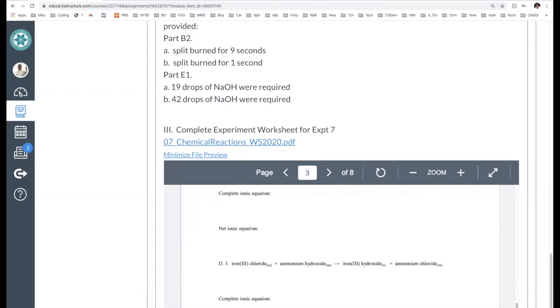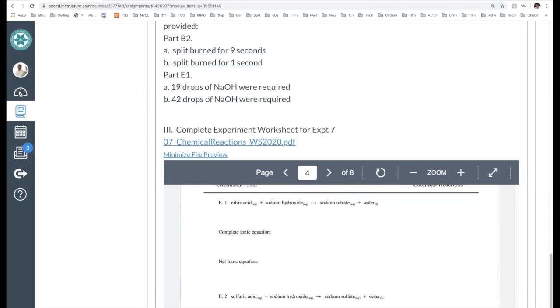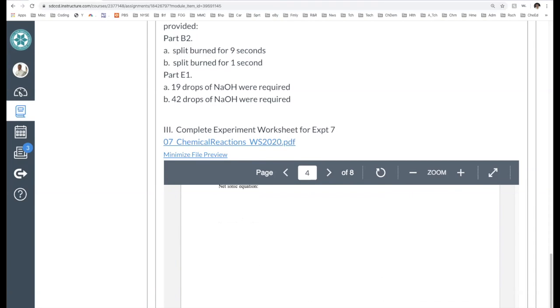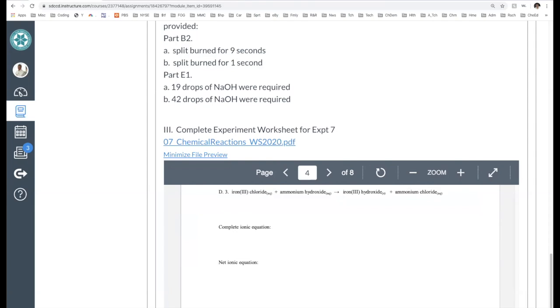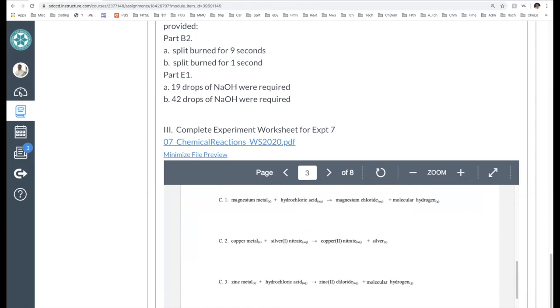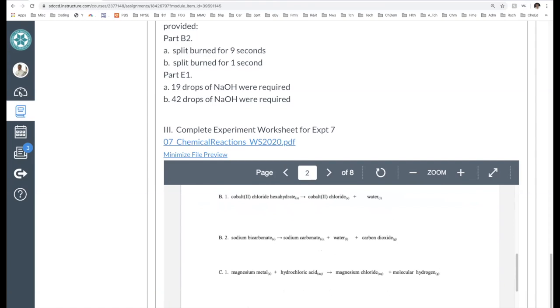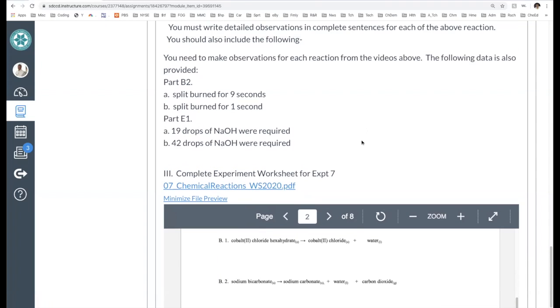Once you have these reactions, then you are done with the data set. You guys are going to be graded based on how correct your reactions are and how detailed your observations are. Okay, so please keep that in mind. Once you complete this, then you're going to upload your work.